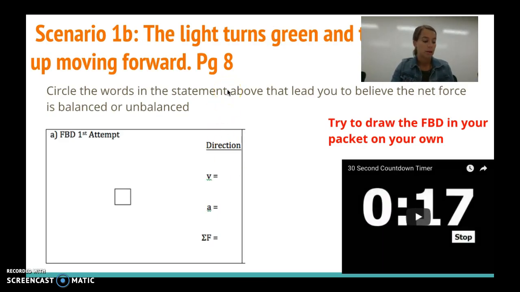All right, now we're going to do 1B. So flip over to page 8. So we're going to skip the bottom of page 7. We're flipping over to page 8. If I'm going too fast, you can always pause the video. I just want to make sure we get this all in here, okay?